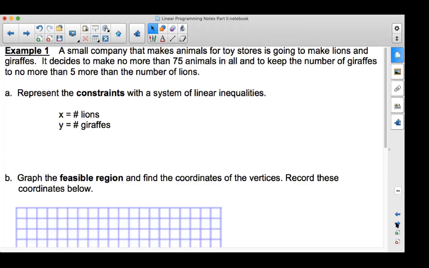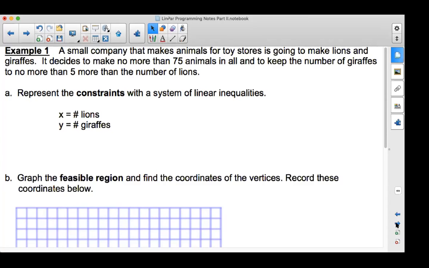So a company is making animals for the toy store, and they're making lions and giraffes. It decides to make no more than 75 animals in all. So that's the total number of lions and giraffes that it's making. And it says it's going to keep the number of giraffes to be no more than 5 more than the number of lions. That's a little wordy.